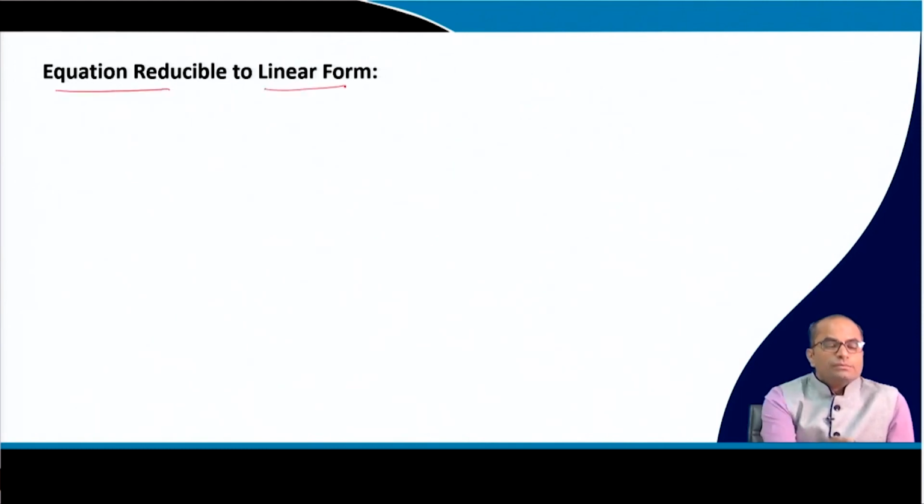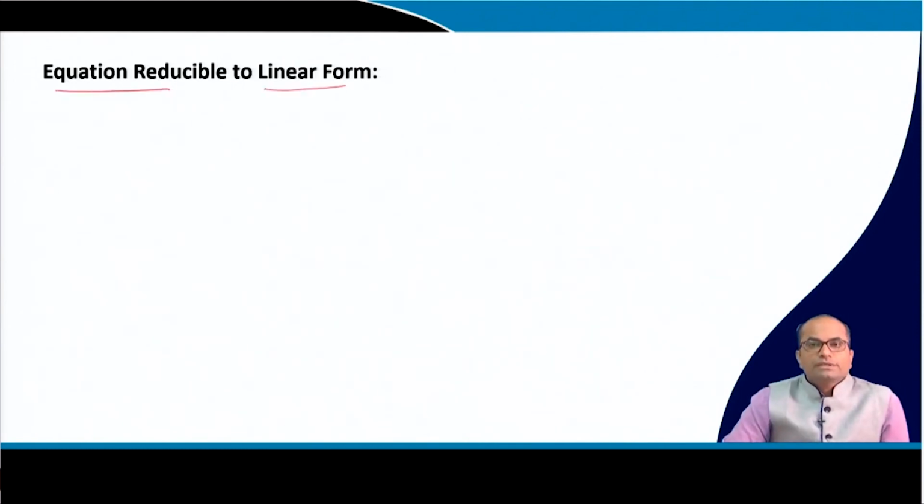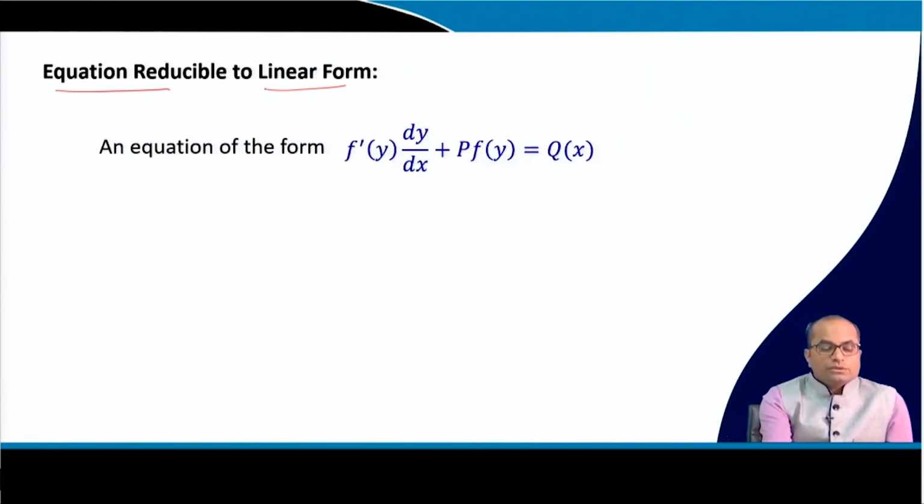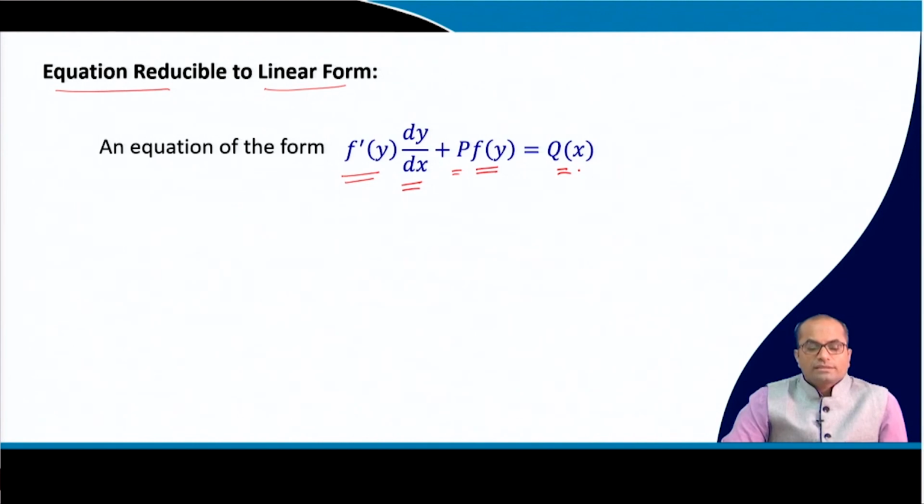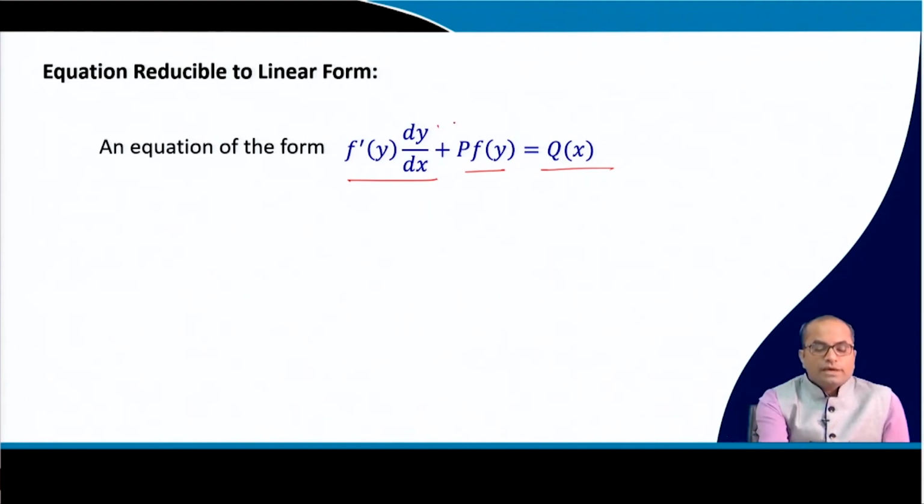So, equation reducible to linear form. There are certain equations which can be reduced after some substitution to linear form. So, what are those equations? An equation of this form: f prime y dy over dx plus p f y is equal to q x. If we have an equation in this form, here the derivative of this term is sitting, that is important. So, once we have this form of an equation, then we can convert it to an equation which is linear in x, or linear in y in this case.